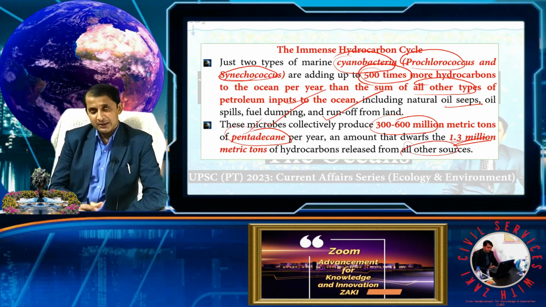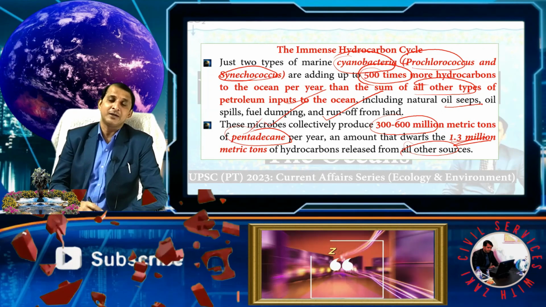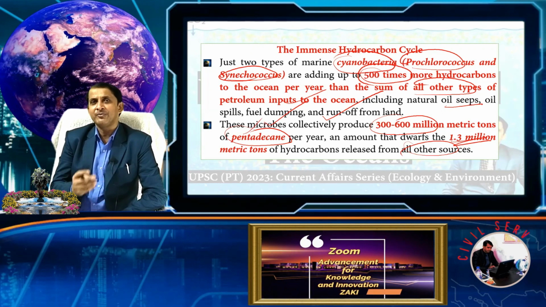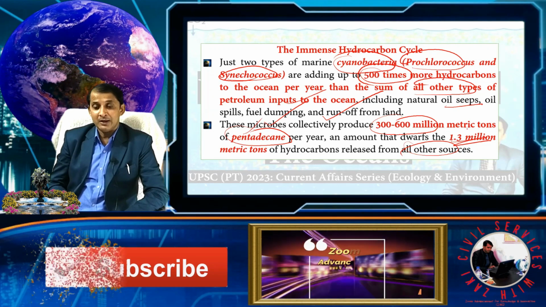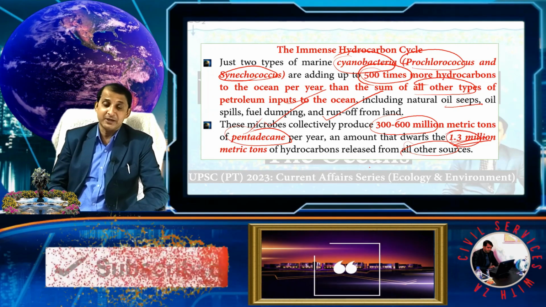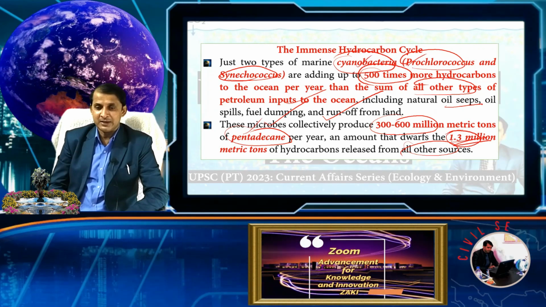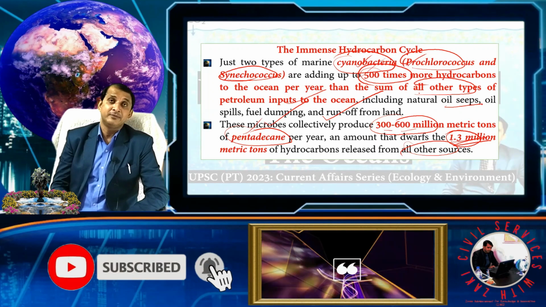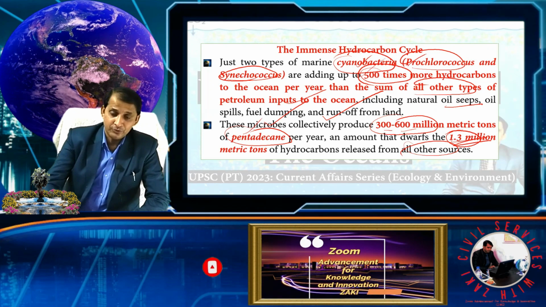It means all other sources, meaning extraction from oil, basically the use of hydrocarbons and all that, from humanity and all natural sources. So it's only 1.3 million metric tons, but just two kinds of bacteria, cyanobacteria, produce 300 to 600 million metric tons. So see how huge that is.